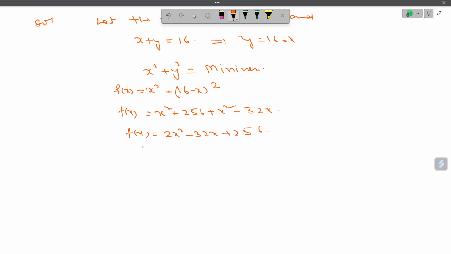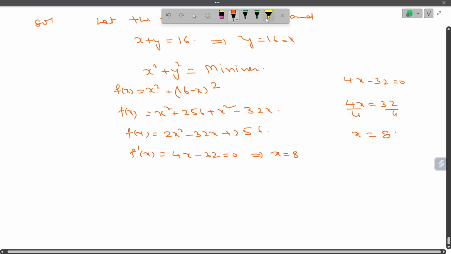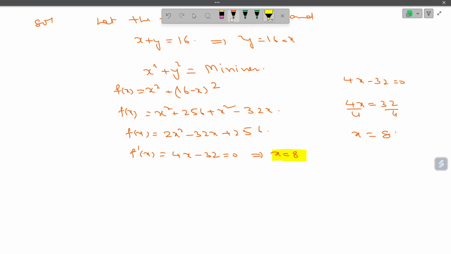Now if we go for f dash x, it is 4x minus 32. The constant is 0. So f dash x equal to 0 gives 4x minus 32 equal to 0. 4x equal to 32, dividing by 4 on both sides, x equal to 8. So x equal to 8 we got.